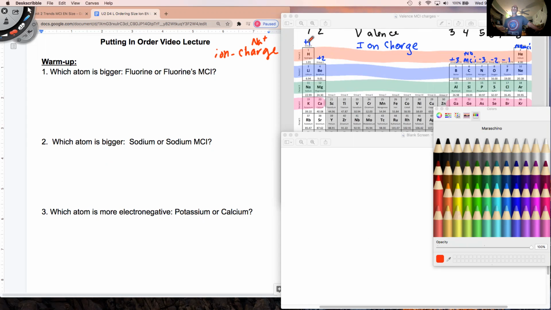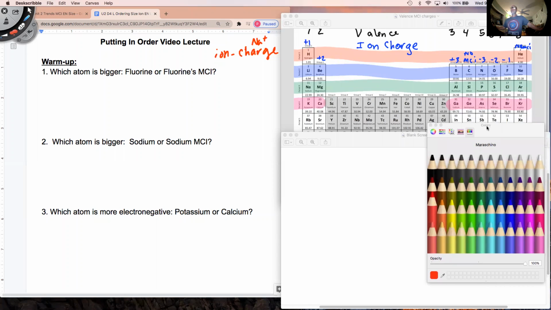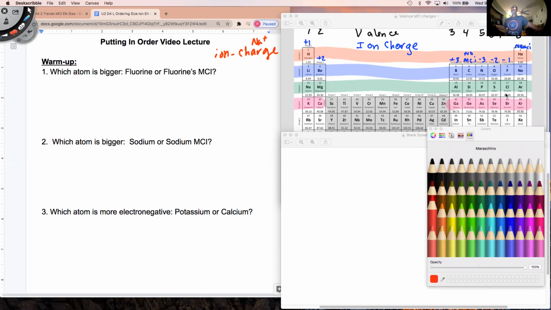So hydrogen is always going to be a +1. Lithium will always be a +1. Sodium will always be a +1. Beryllium, a +2. Magnesium, a +2. Boron, aluminum, gallium are always going to be +3s as a most common ion. Fluorine, chlorine, bromine is a -1. Oxygen, sulfur, -2, nitrogen -3. There are no common MCIs for carbon, for this column here, and for the noble gases.